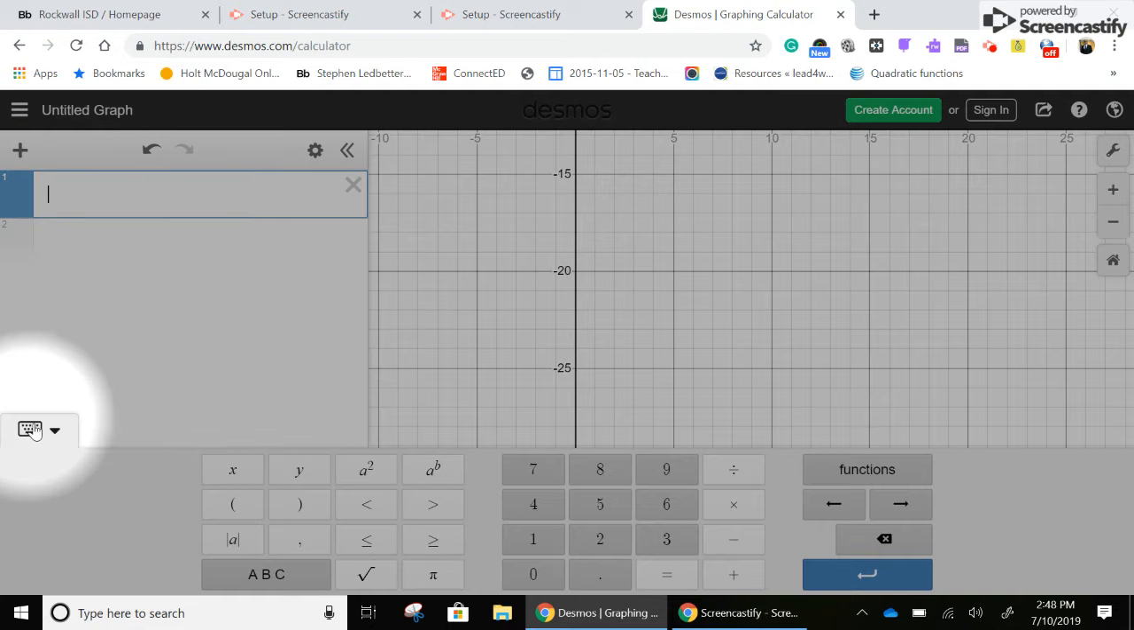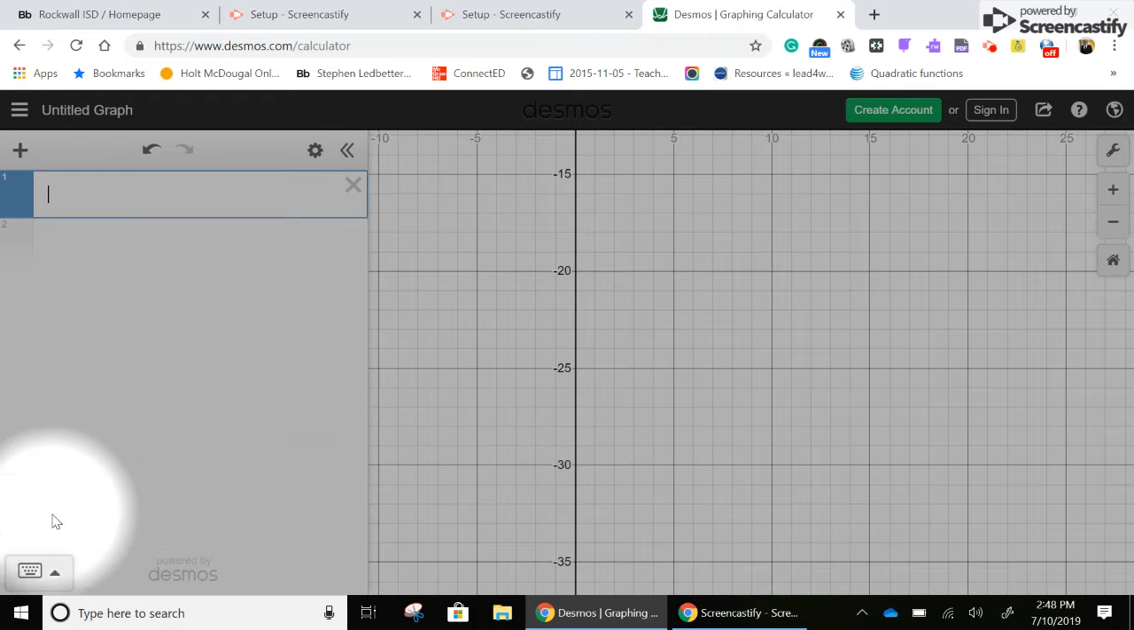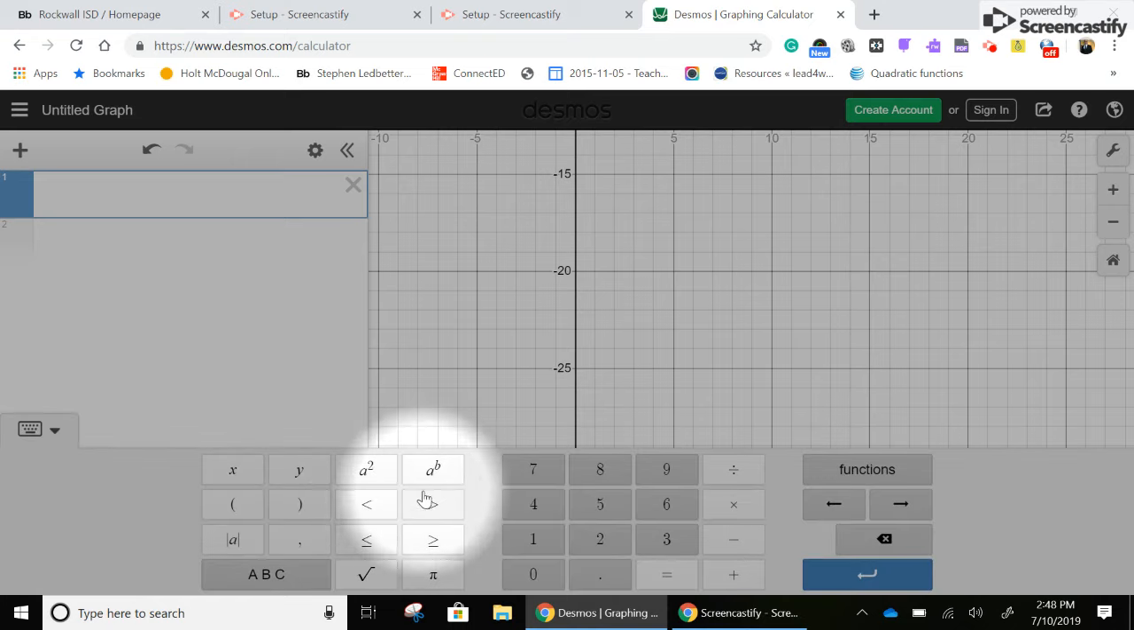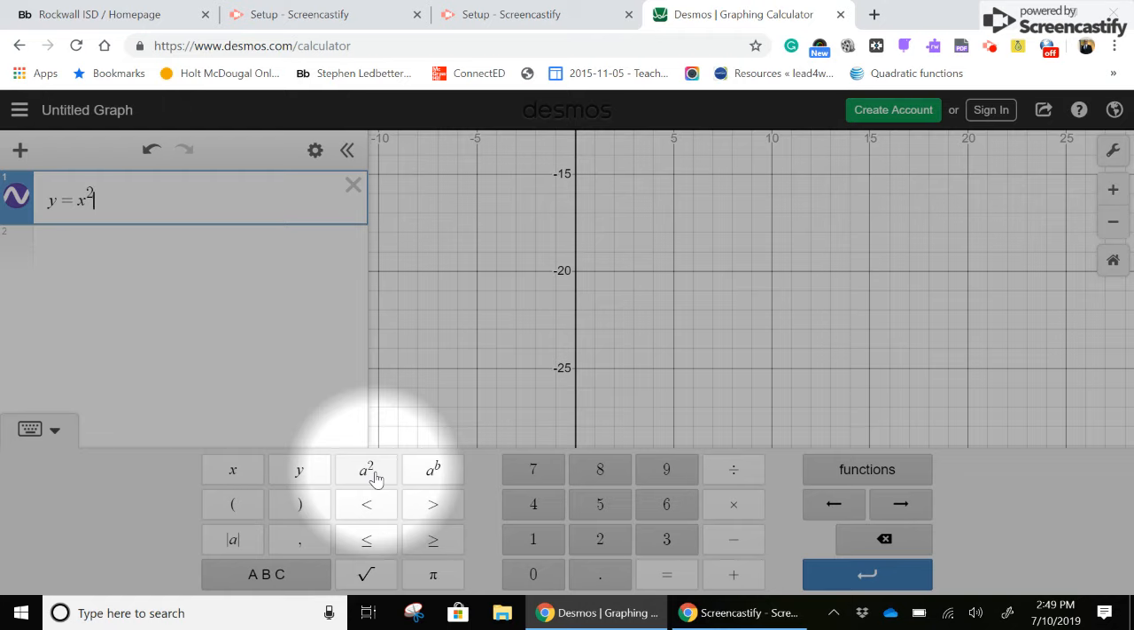Now, there's a couple things you can do. You could touch this little button here. I'm going to minimize that. But if you click on it, the little calculator buttons pop up here. So I could say y, or you could just type this in, y equals, and then x squared. And then we're going to use the one that we did before. Subtract an x.